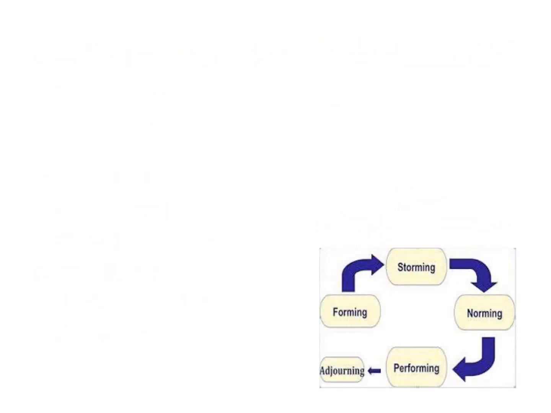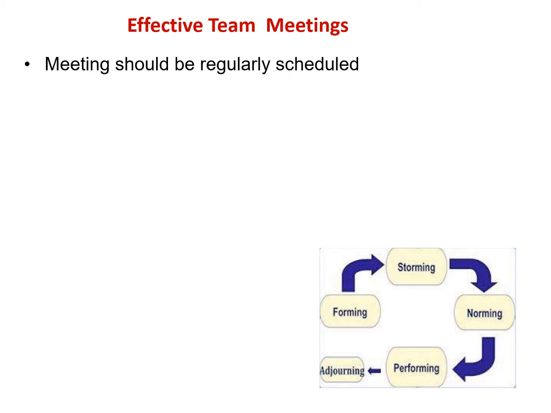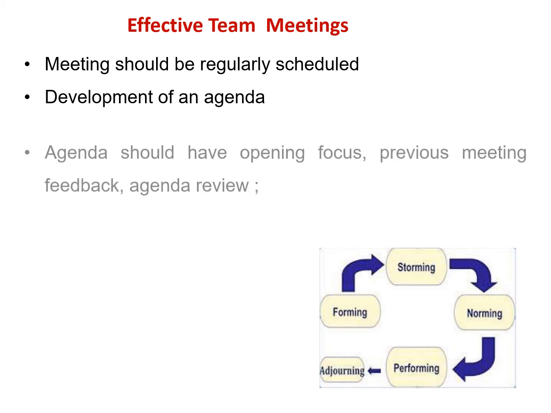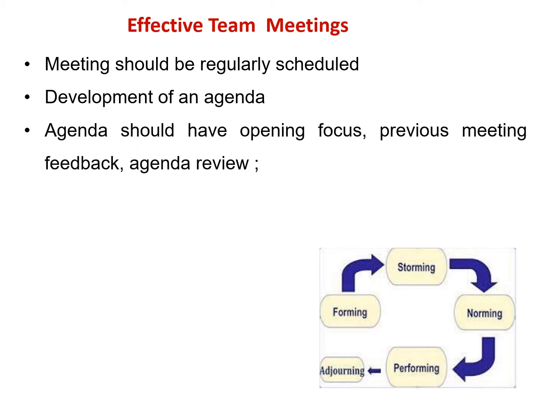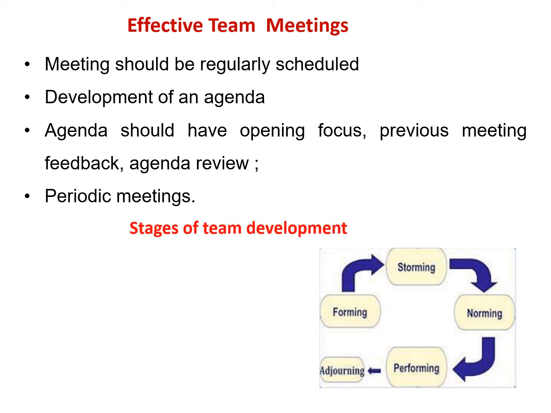Next, we'll look into the topic called effective team meetings. What is this effective team meetings? Effective team meetings eventually result in effective decision making for an organization. There are some processes that help to achieve desired results. Meetings should be regularly scheduled. Agenda should be developed. Agenda should be listed. Periodically, the meeting should be conducted.